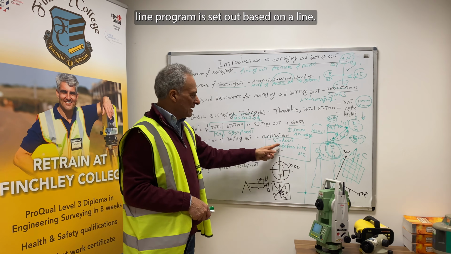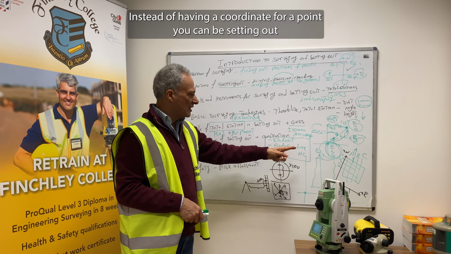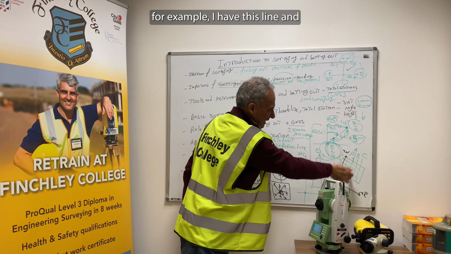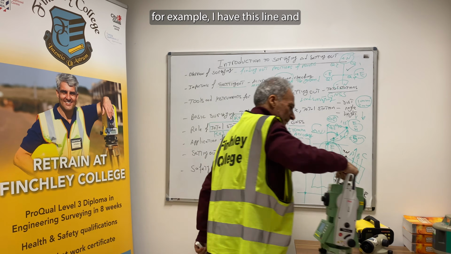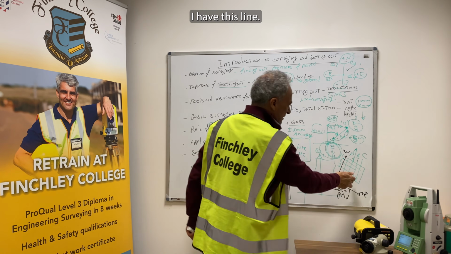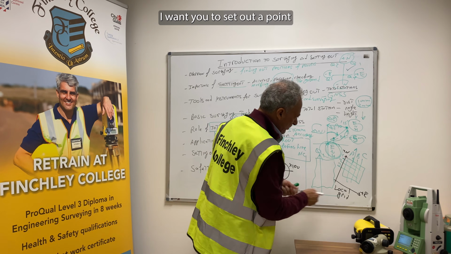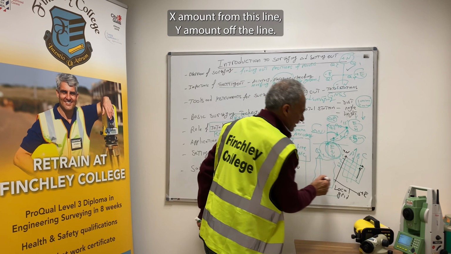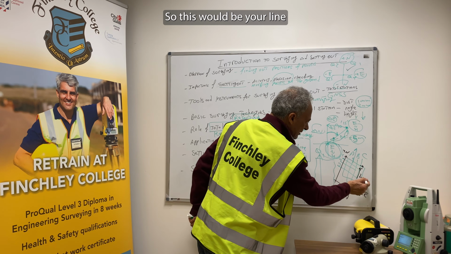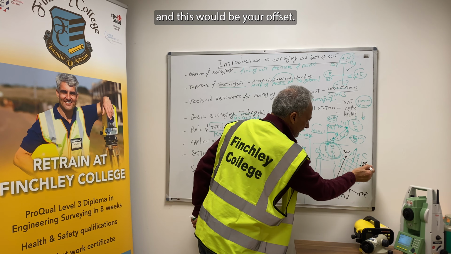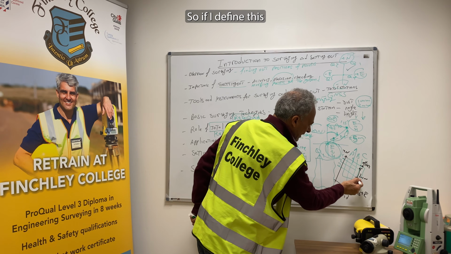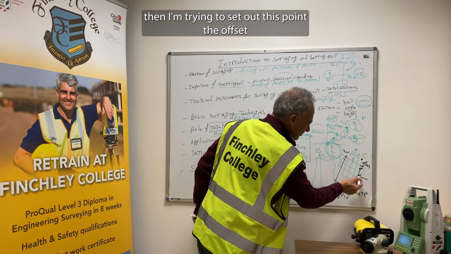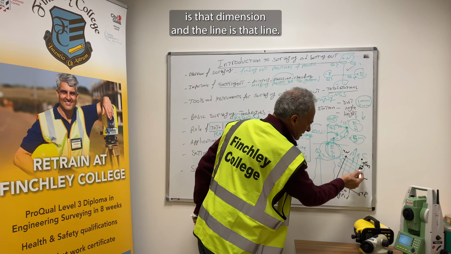Reference line program is set up based on a line. Instead of having a coordinate for a point, you can be setting out, for example, I have this line and I want to set out a point X amount from this line and Y amount of the line. So this will be your line and this will be your offset. If I define this as my first point and this point is my second point, then I'm trying to set out this point. The offset is that dimension and the line is that dimension.